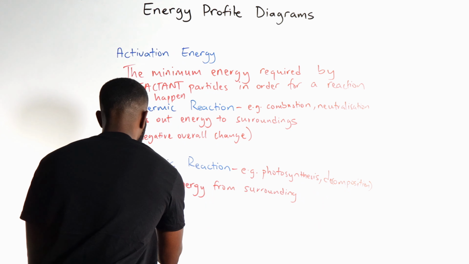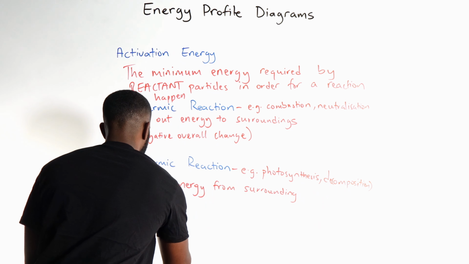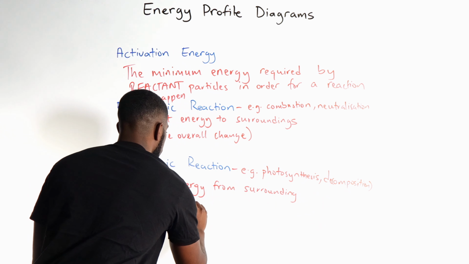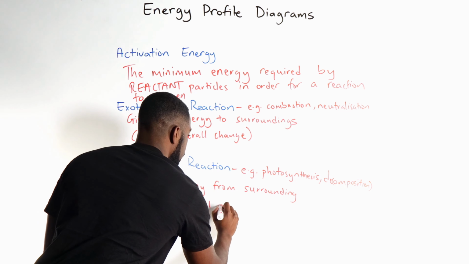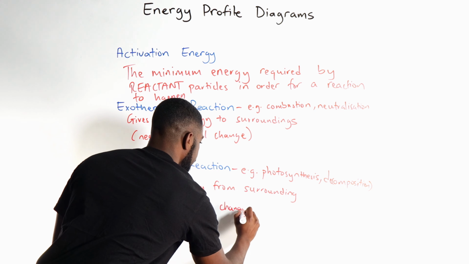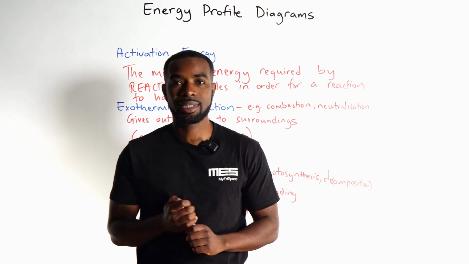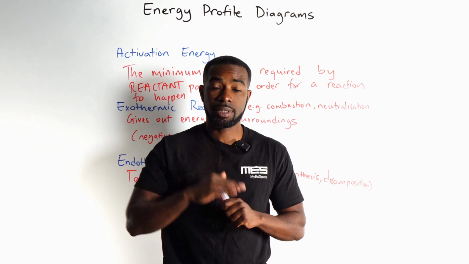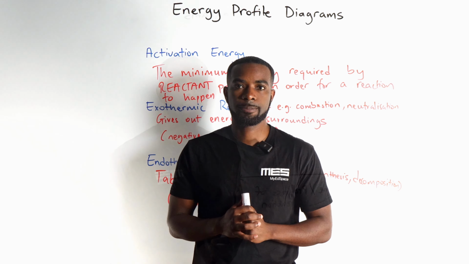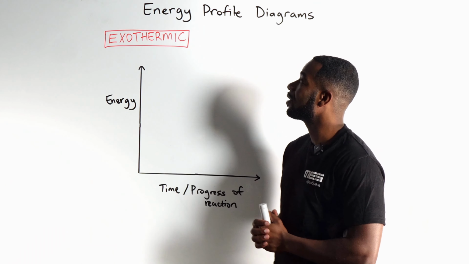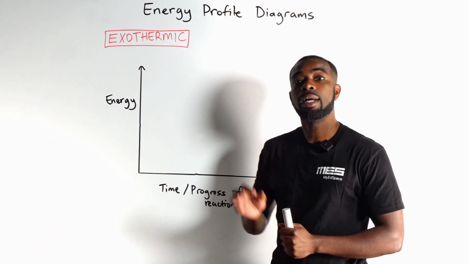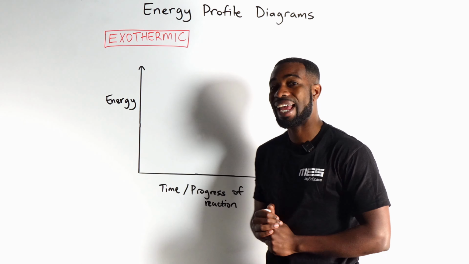So here, this is going to give you a positive overall change in energy. And now we're going to look at the graphs to see how this translates in terms of the energy differences between your reactants and your products. So just like magic, we have an energy profile diagram set up here. We're going to look at what it is for an exothermic reaction.